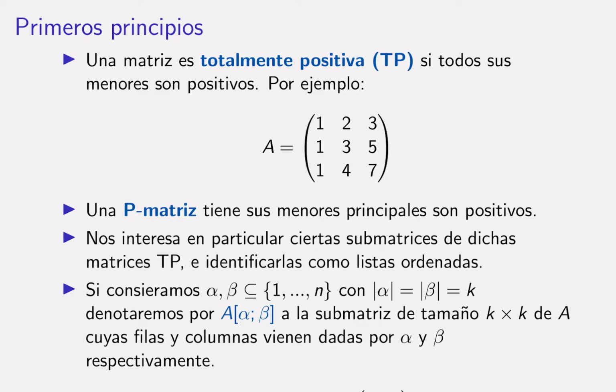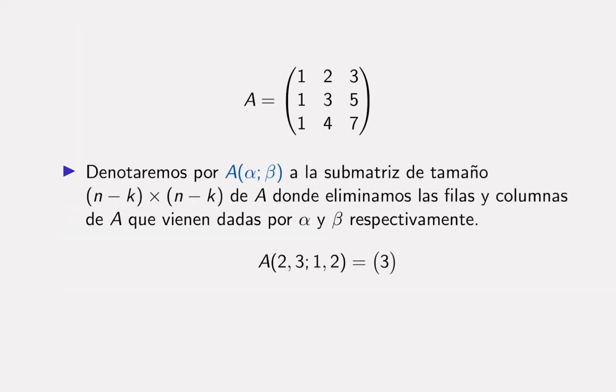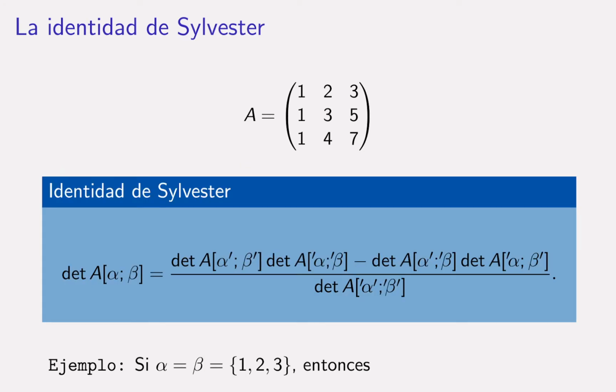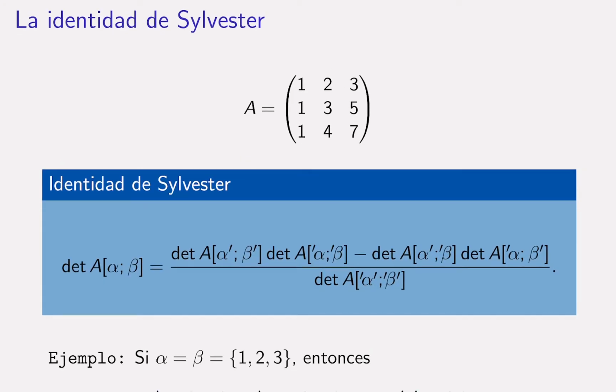In the bracket case, A bracket 23 12 means we have the second and third rows and the first and second columns. So it's this 1, 3, 1, 4 matrix. Of course, if both index sets are equal, then we just write one of them, because it's simple to remember that.